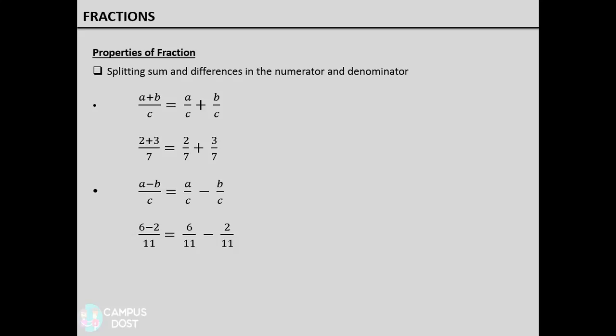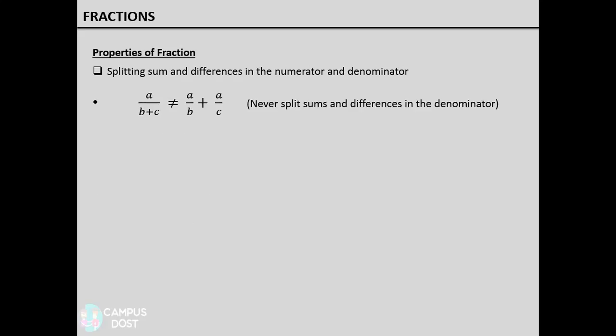Now the important point to recognize here is that we are splitting the numerator but we are not splitting the denominator. A common mistake is to assume that a similar rule applies to splitting the denominator. This is not the case. We cannot split sums and differences in the denominator. To illustrate this, notice that 1 over 2 plus 2 is not equal to 1 half plus 1 half. When we evaluate the left hand side, we get 1 quarter, and when we evaluate the right hand side, we get 1. So clearly, this rule does not work.